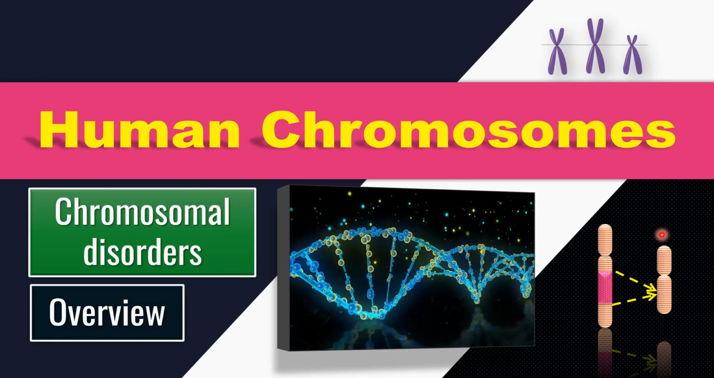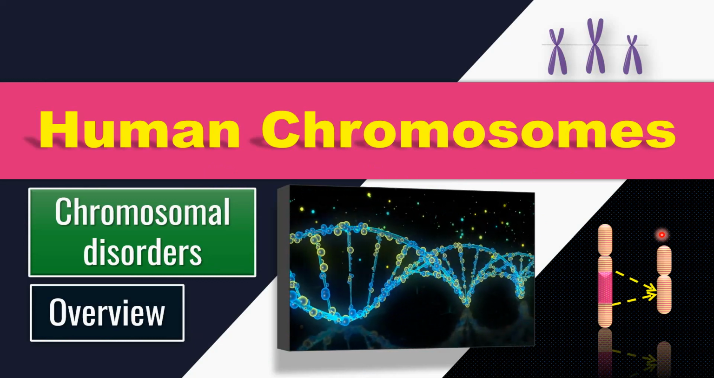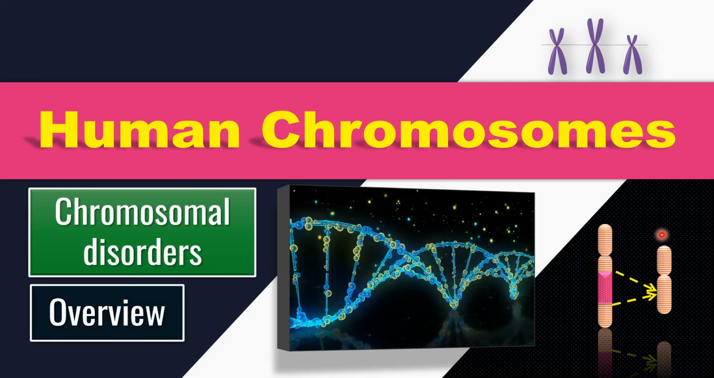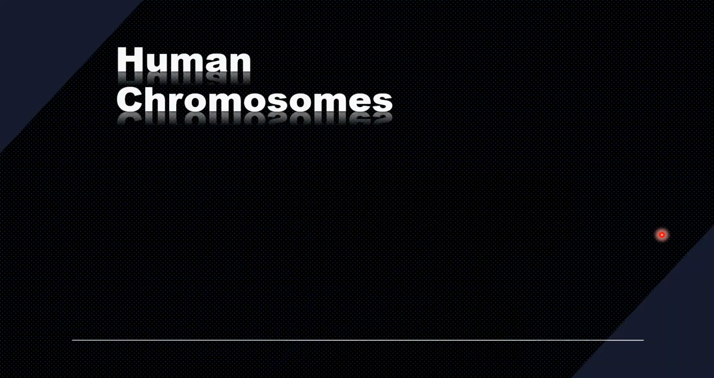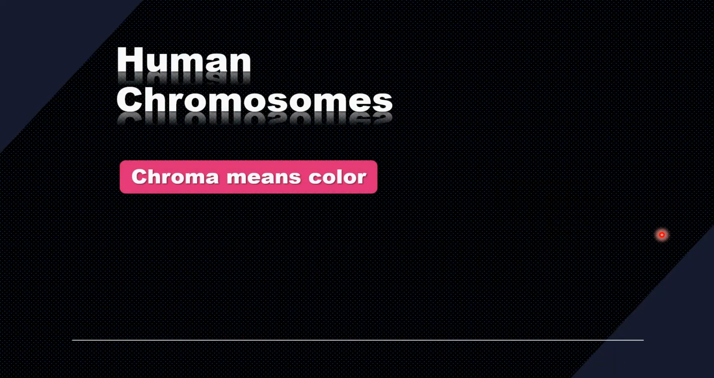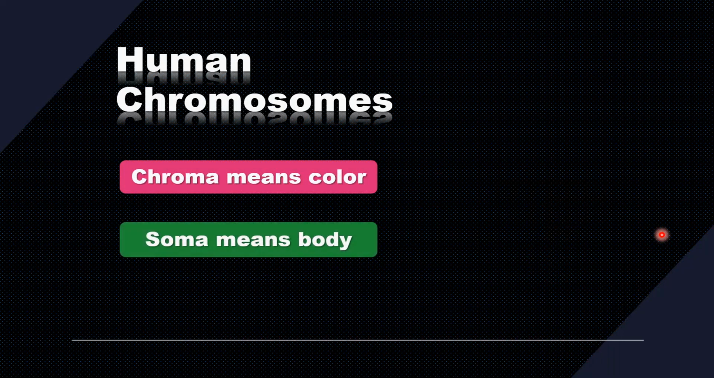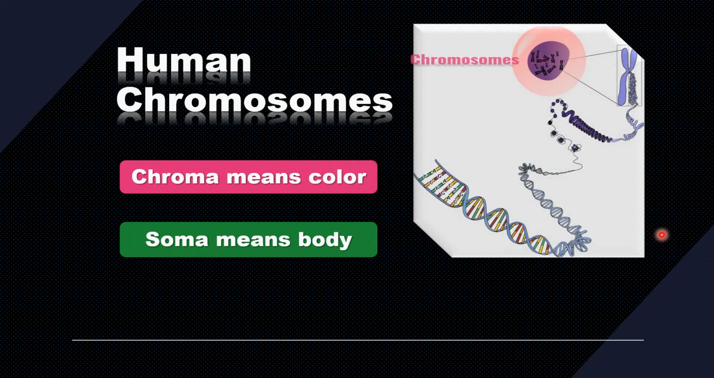Let's talk about human chromosomes and an overview of chromosomal disorders. In Greek, the word chromosome means colored body, where chroma means color and soma means body. So these are cell structures inside the nucleus observed under a microscope after colorful dye staining.